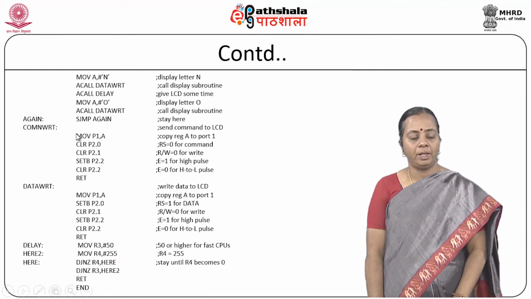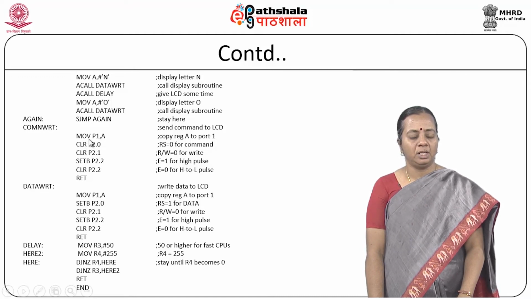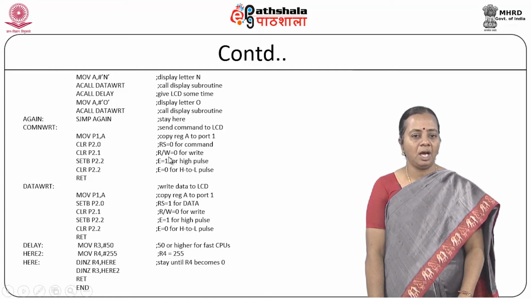When I am looking at command write, you just see that I first have to move A to P1. Whatever data I have in A is moved to P1, that means the data connected to your data lines. Then clear P2.0, RS is equal to 0, so that it indicates that I am sending a command. Then clear P2.1, which makes read bar write 0, to write. That means I am sending data to the LCD to write. That is the idea behind clearing P2.1.